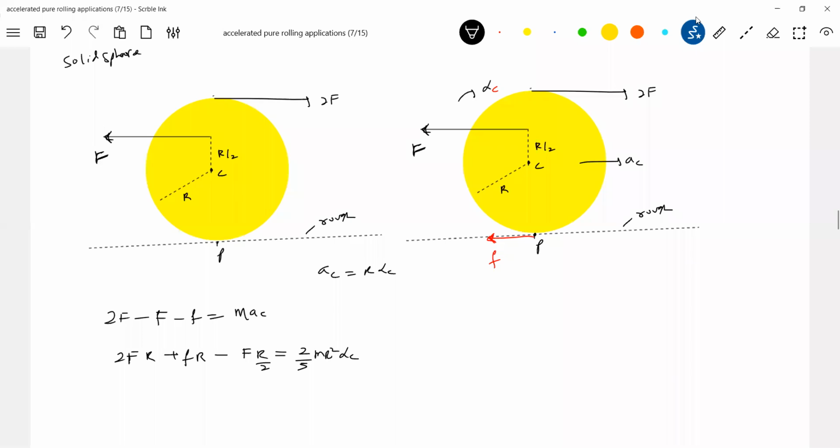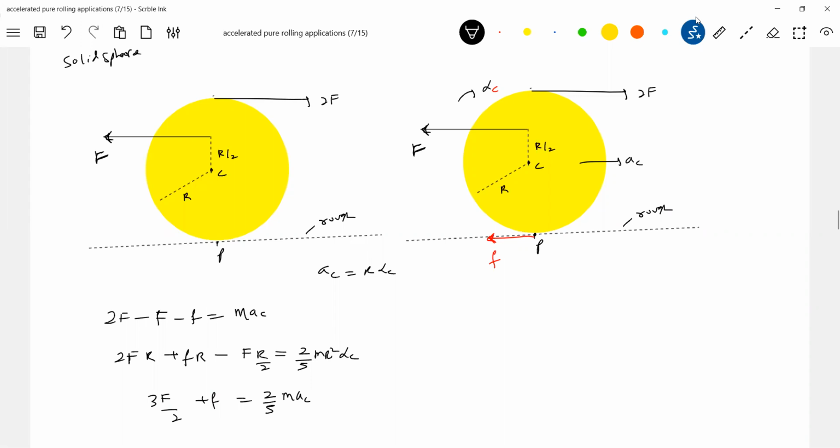So now what we do, 2FR minus FR by 2. So this will be 3F R by 2 plus small f R equal to 2 by 5 R, let me take outside, R alpha C. What you can write it? R alpha C, and here one capital R will get eliminated. So this will become 2 by 5 MAC. R alpha C, I'm writing as AC.